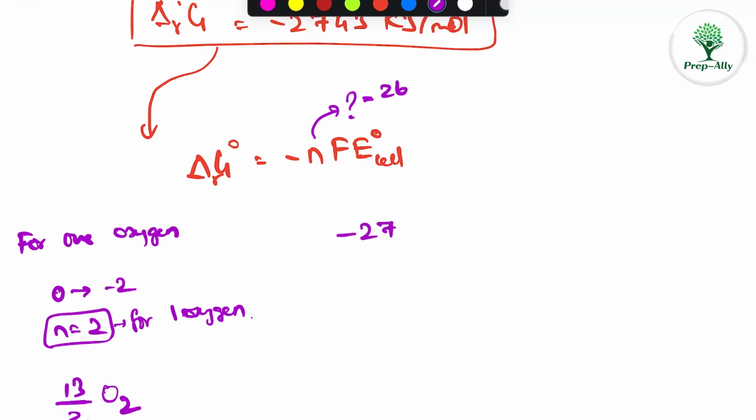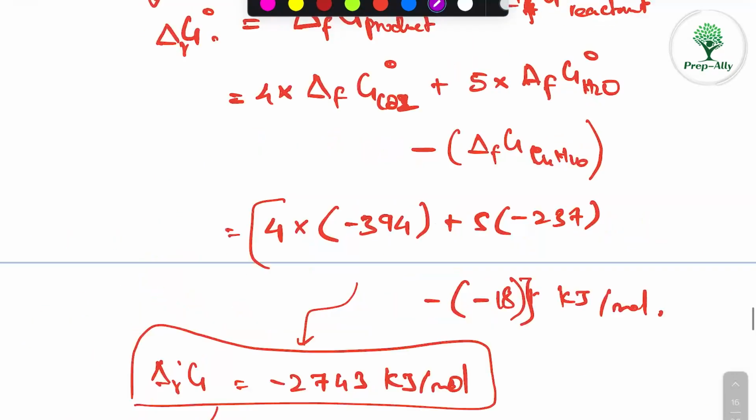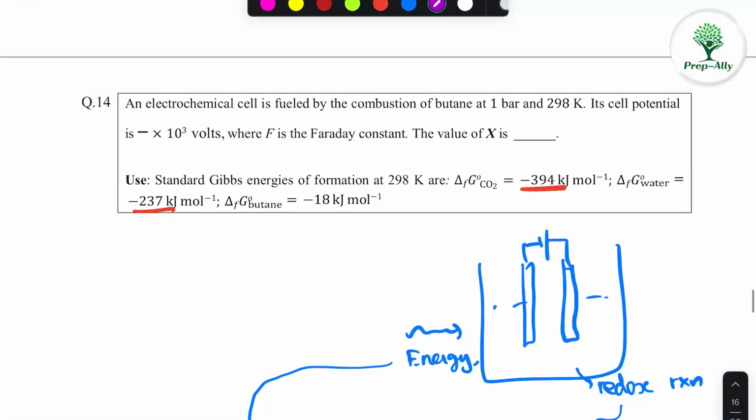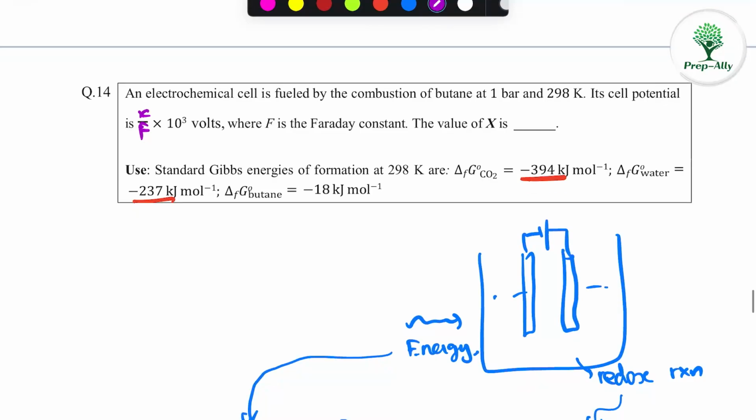What is the delta G of the reaction? 2743, and it is in kilojoule. We just have to express it in joule per mole, so into 1000 is equal to minus 26 into F into E naught. Why am I keeping this F constant? Because in the question they have given us x by F. It is not mentioned here, but it is x by F.